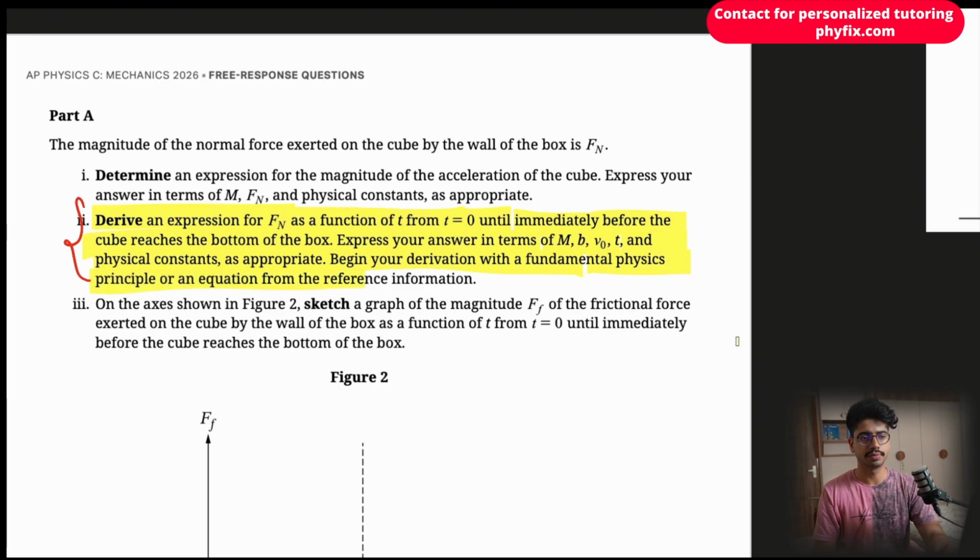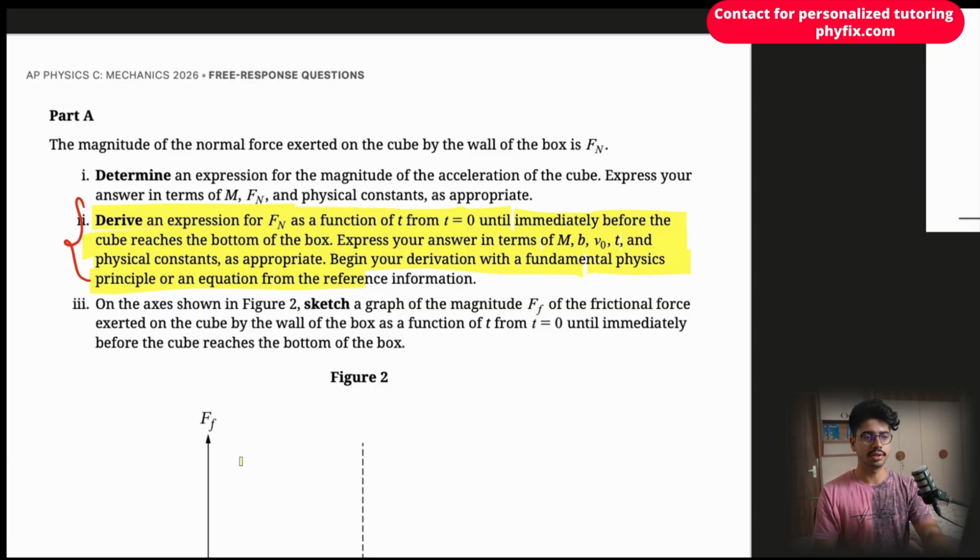So the point here is that we have to derive the expression for the normal force as time is passing. That is immediately before it starts sliding. So basically, it is not in motion. Remember, in that duration it is not in motion. We have to determine how the normal force is changing.